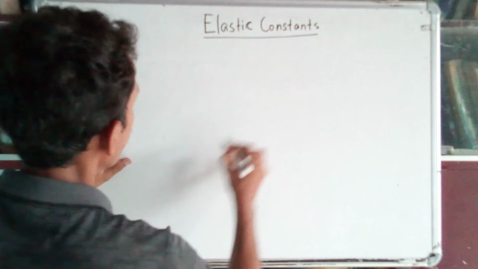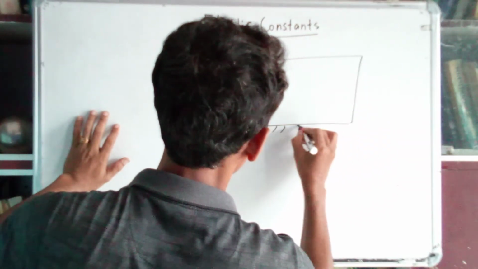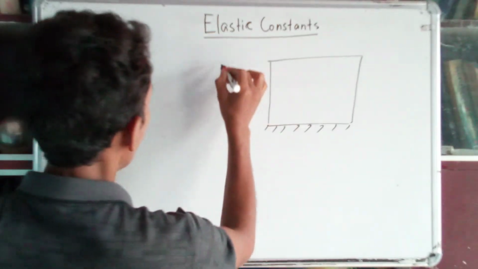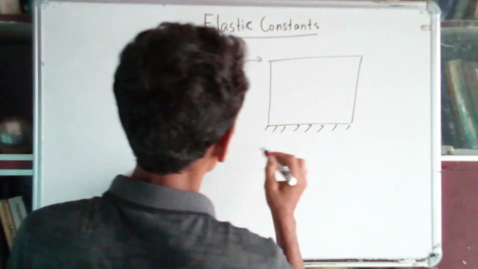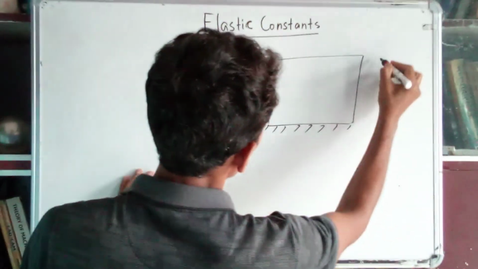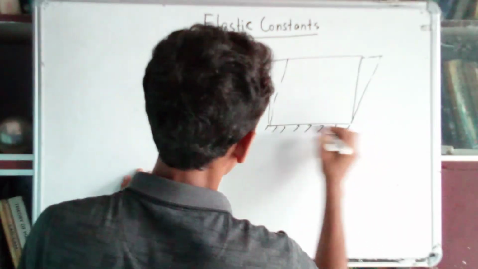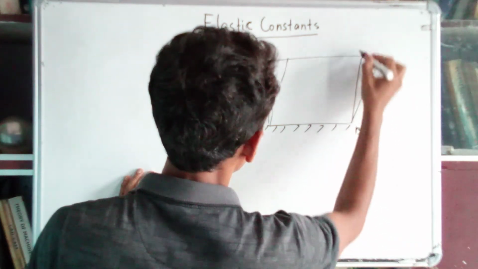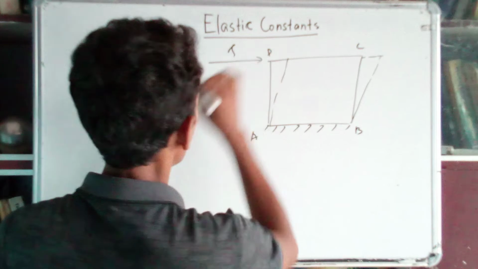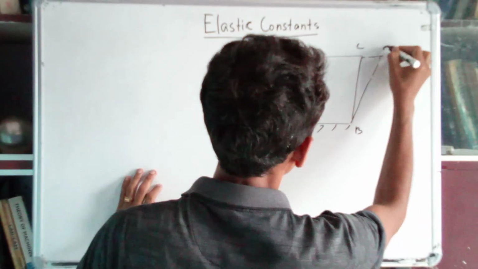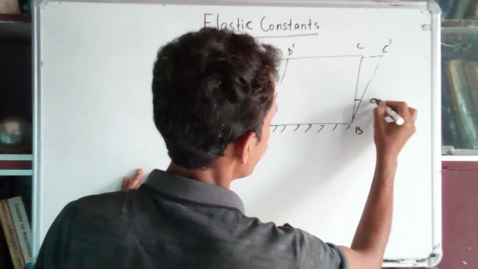Now, if you consider a body or object, and if you apply the shear force at the top of the object, what will happen? As the bottom end is fixed, the top end will move from this to this. Suppose A, B, C, D. Now after deformation due to this shear force, that is C dash, that is D dash. So that angle is phi.